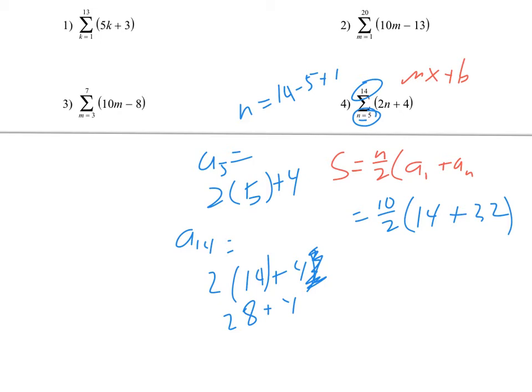So I'm just going to go ahead and I can divide these. That'll give me 5 times 46. So if I multiply that by 5, that'll be 230.